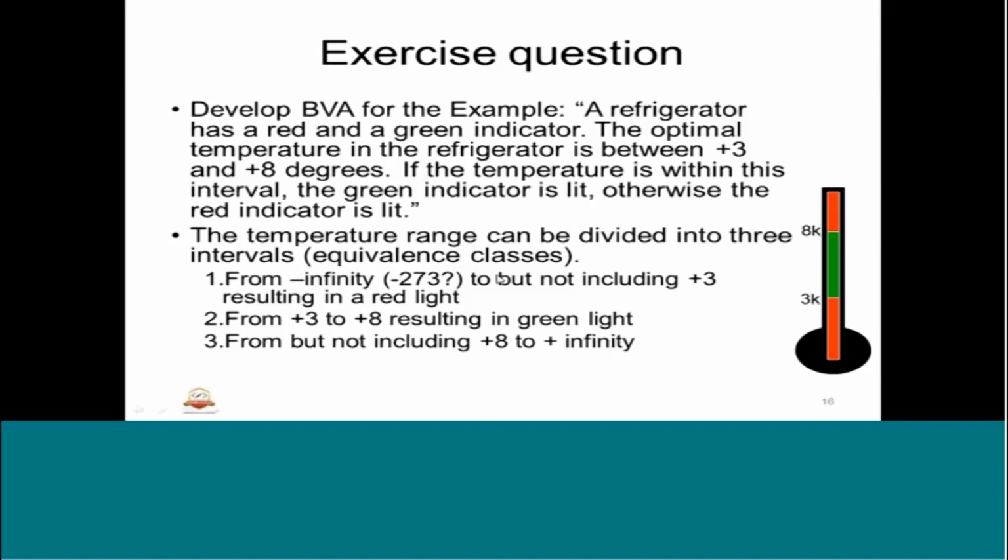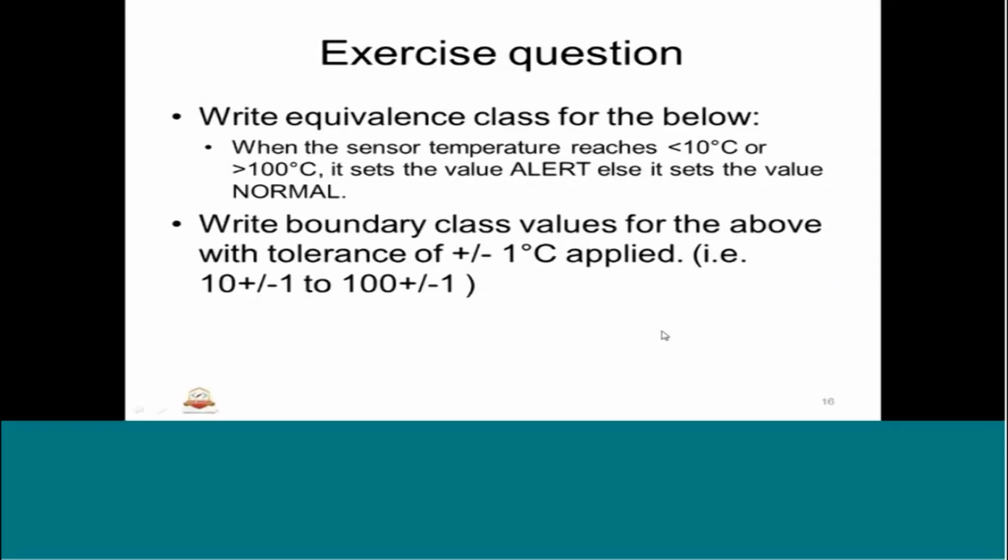So from infinity, it could be minus any value, but without including the 3, which will result in red. Here down you can see 3 and below are red and 8 and above are red. Between 3 and 8 is green in the thermometer or the refrigerator temperature indicator. From 3 to 8 is green, but not including 8, and from there to the higher value is red.